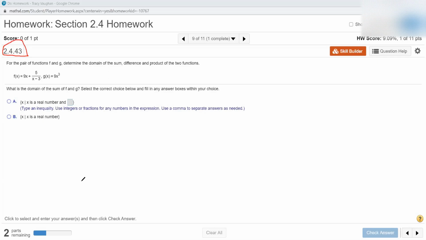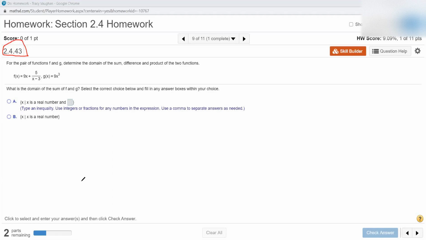Okay, so on this one, we are given f of x is 9x plus 5 over x minus 3. So that it'll take me a little bit more time too, I'm just going to write this problem down as well, and then when you guys are working on it, I'll switch over to the paper view so that we can work on it together.